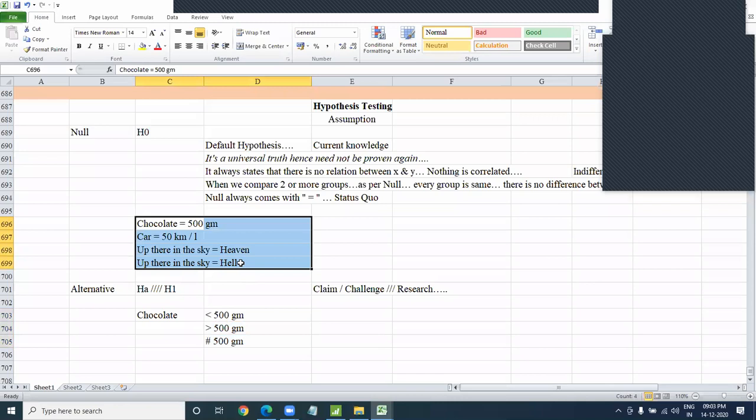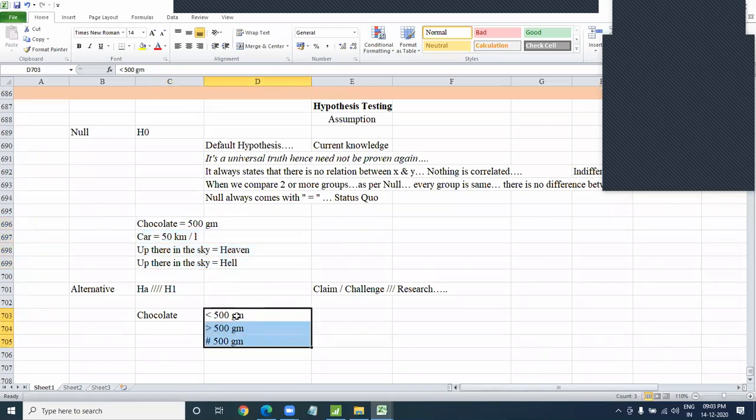Null always comes with equal to. Alternate can come in three different forms. I might try to say it's less than, it's greater than, or I might try to prove alternate by saying, no, it's not equal to. It may be more, it may be less, but simply it's not equal to. So in all these three versions, I'm saying that null, you're wrong.